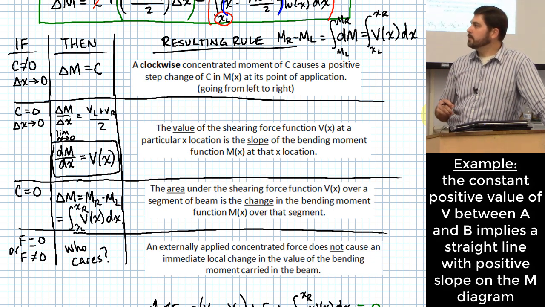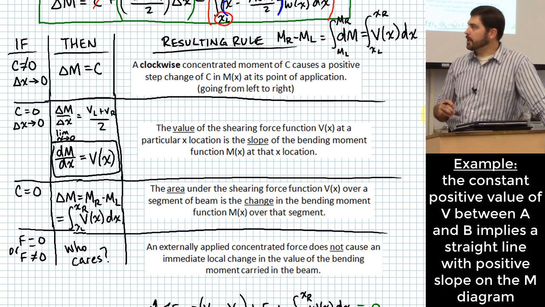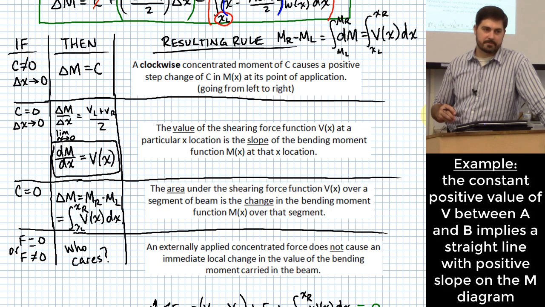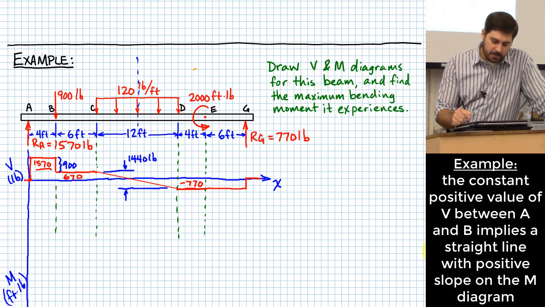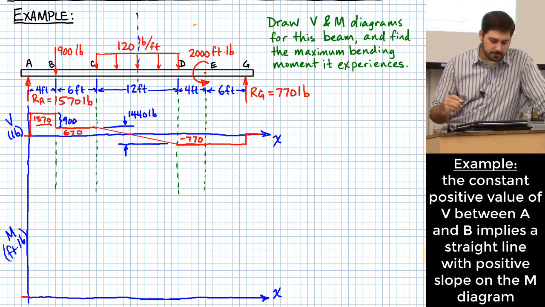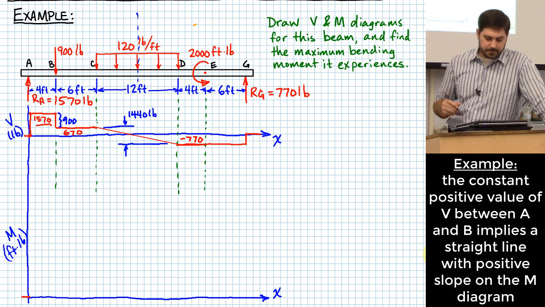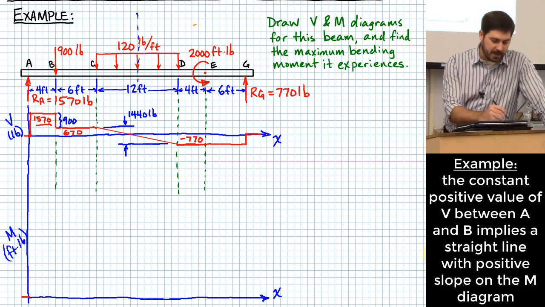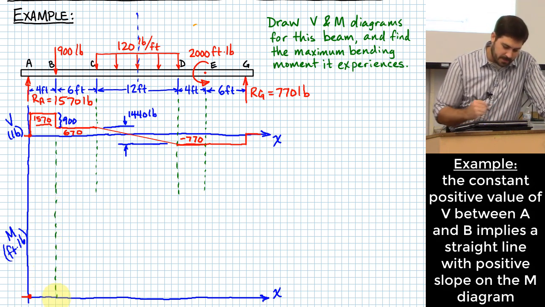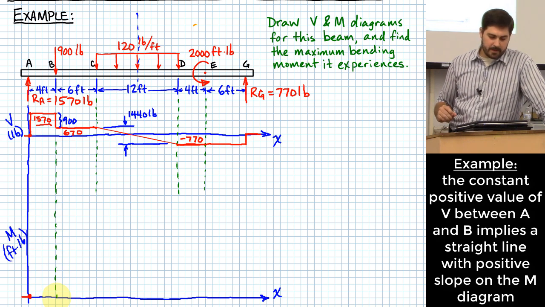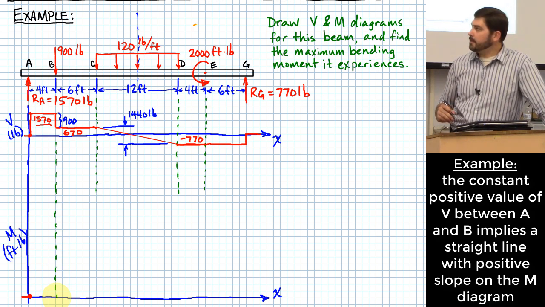Okay, first of all, the value of the shearing force function at a particular x location is the slope of the bending moment function at that x location. So what does that mean our shape of our curve should look like between A and B? Should be a straight line, right? Because we have a constant value of the V function. So we should have a straight line starting here and going to wherever this next transition happens. Okay? And how much change is there going to be?